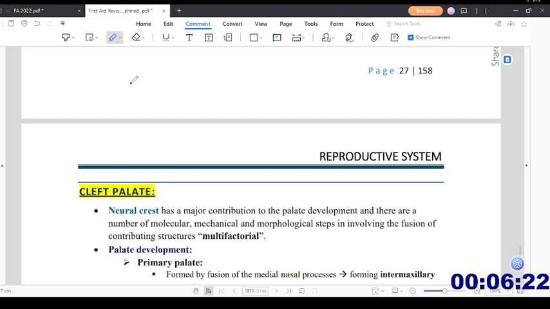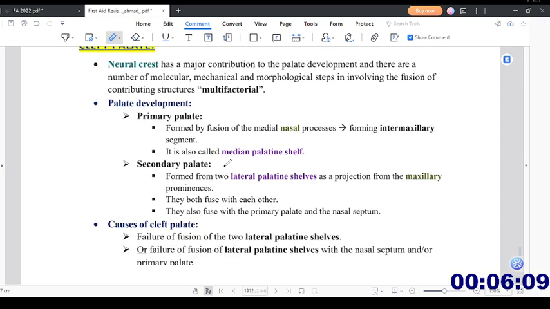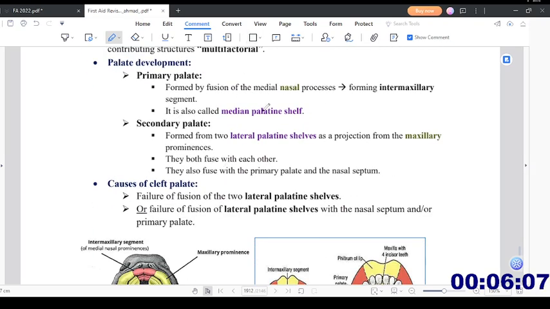In the case of cleft palate, the neural crest has a major contribution to the palate development, as there are a number of molecular, mechanical, and morphological steps involved in the fusion of contributing structures. That is why it is considered multifactorial. So palatal development: the primary palate, which is formed by the fusion of medial nasal processes forming the intermaxillary segment. It is also called the median palatine shelf.